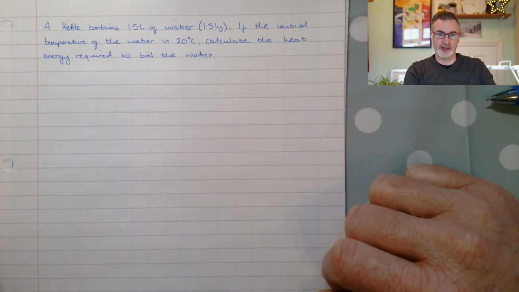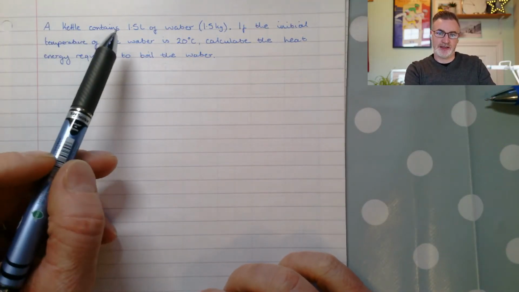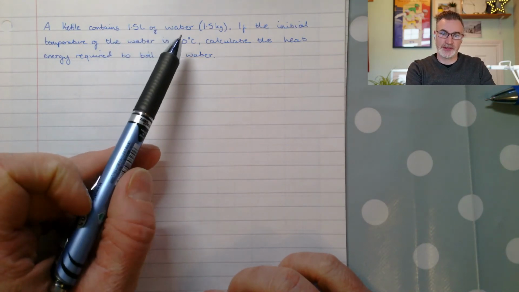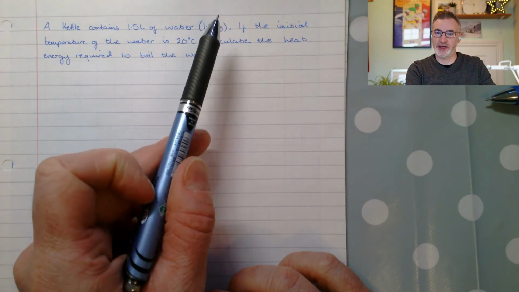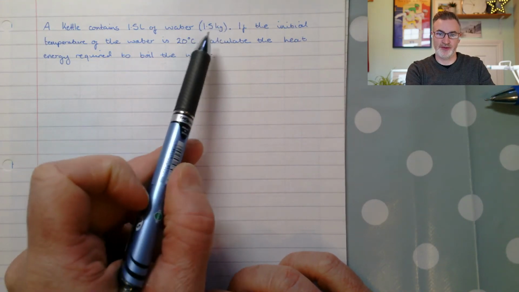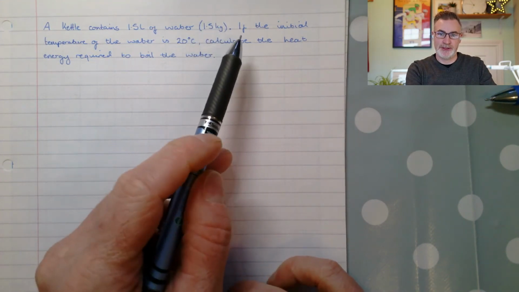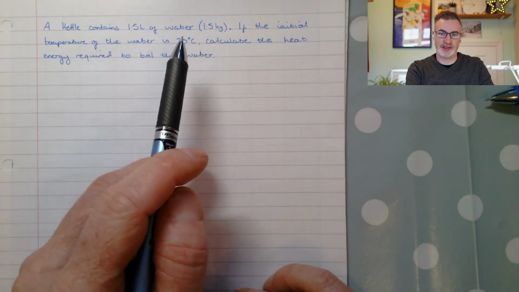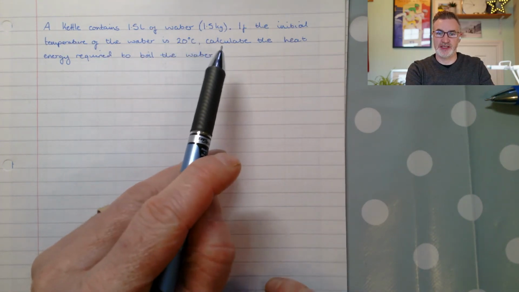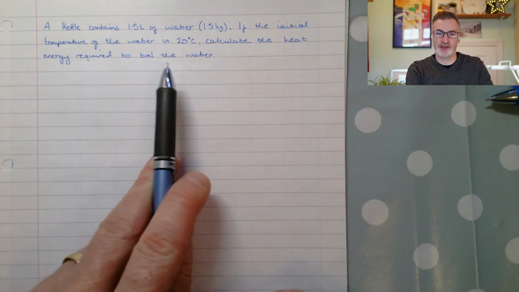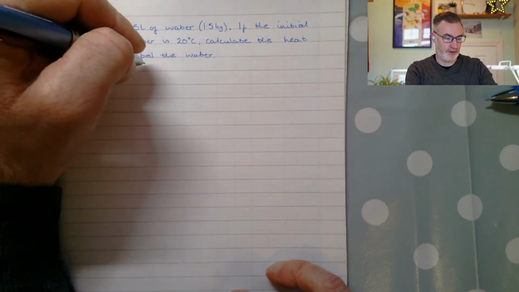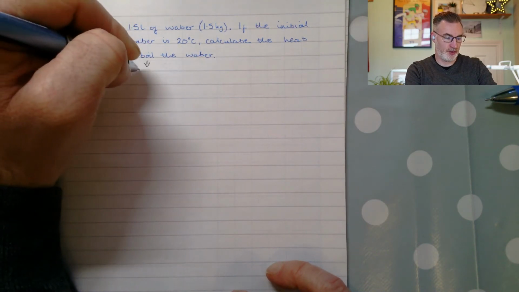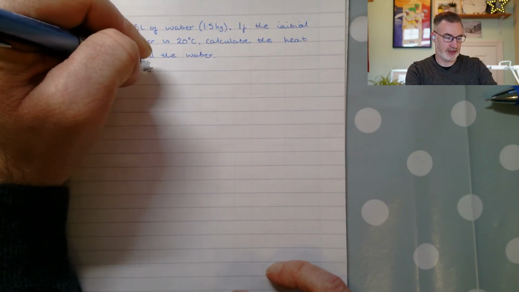Second of our worked examples: a kettle contains 1.5 litres of water. It's good to know that 1 litre of water is 1 kilogram, and so 1.5 litres of water would be 1.5 kilograms. It says if the initial temperature of the water is 20 degrees centigrade, calculate the heat energy required to boil the water. Now I hope you all are aware that boiling water is 100 degrees C.